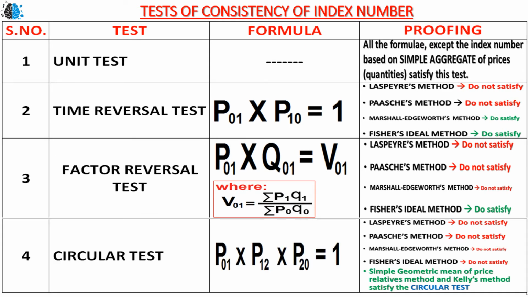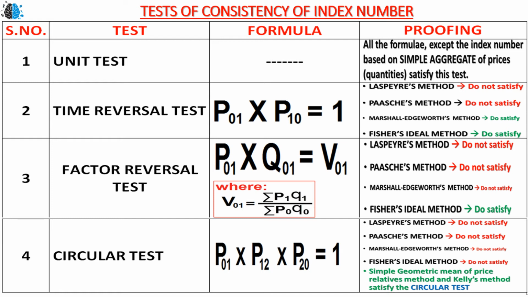Next we have the circular test. In the circular test, as discussed, we have the circular periods such as 0 to 1, 1 to 2, 2 to 0. So we have all these price indices. If I take the product of these, I should get unity, that is equal to 1.